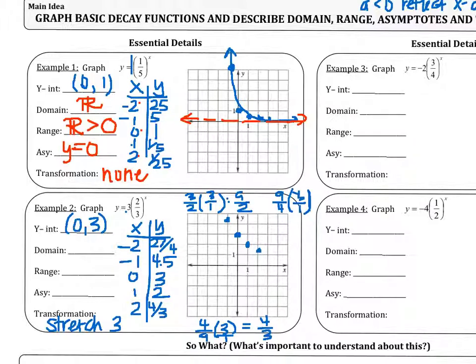Now, I didn't shift my graph either up or down or left and right, so my asymptote will still stay at the x-axis. So let me put in my asymptote. Because I didn't move left or right or up or down, my asymptote stays the same, so my asymptote is at y equals 0. My domain, again, is all reals, because I have a negative, a positive, or 0 and a positive. My range is again above my asymptote, so all reals greater than 0.